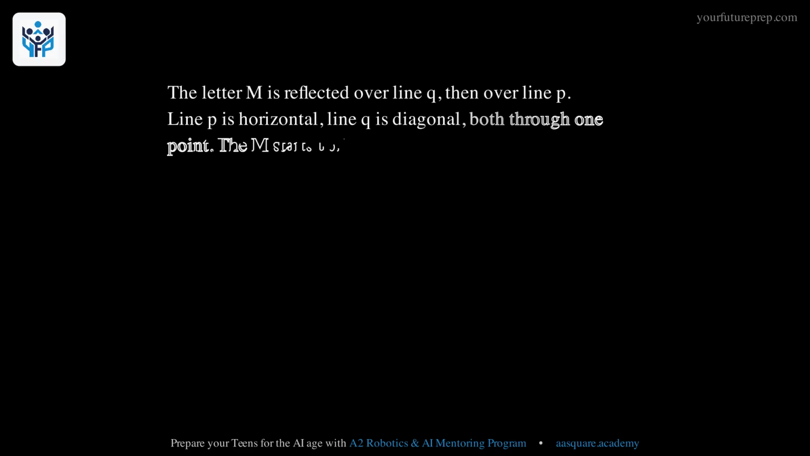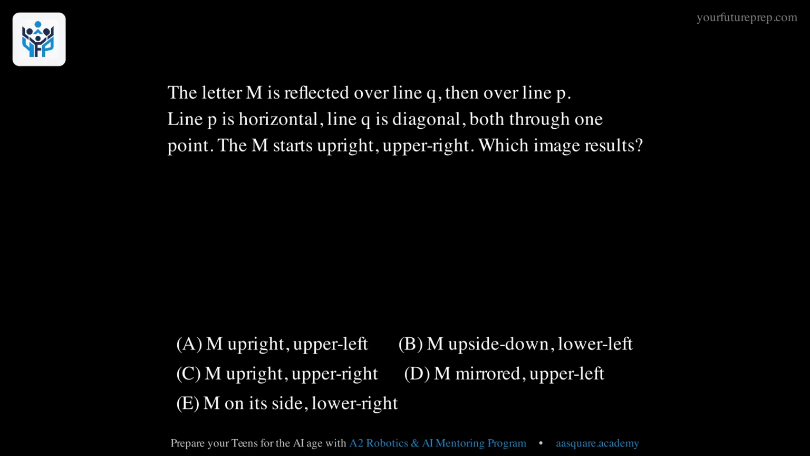Problem 4. The letter M is first reflected over the line Q, and then reflected over the line P. Line P is horizontal, and line Q is a diagonal line, both passing through the same point. The M starts upright in the upper right. Which of the 5 choices, A through E, is the resulting image?